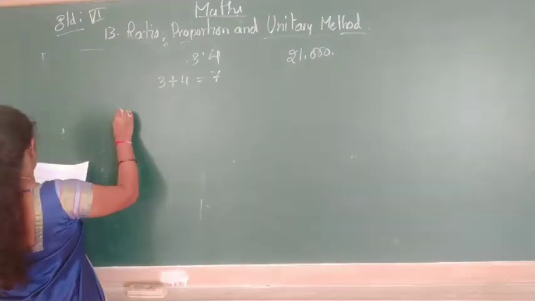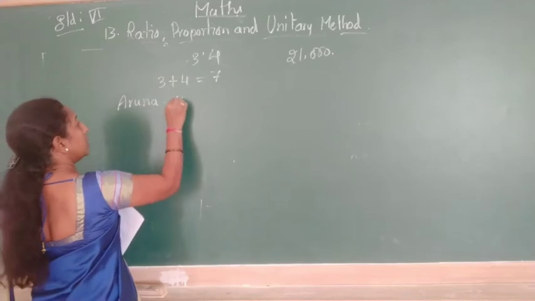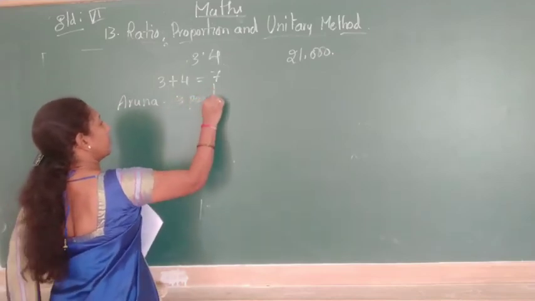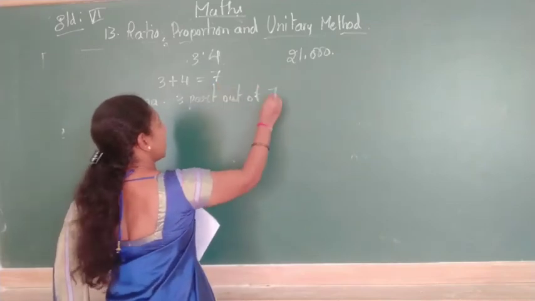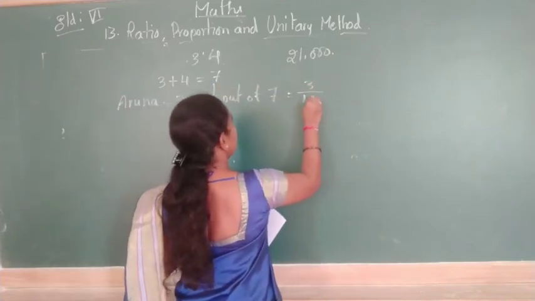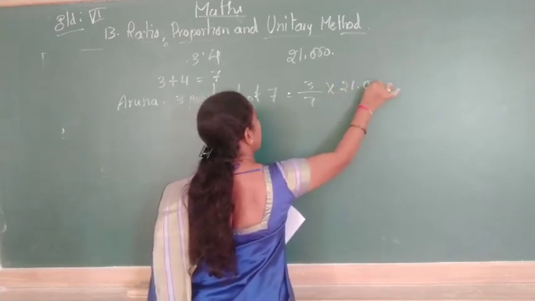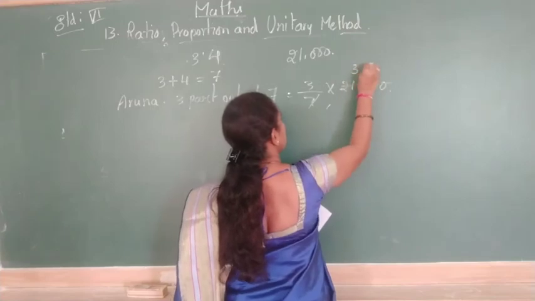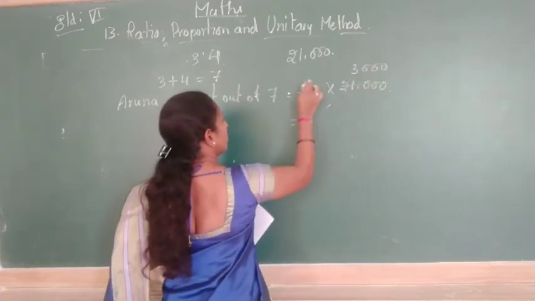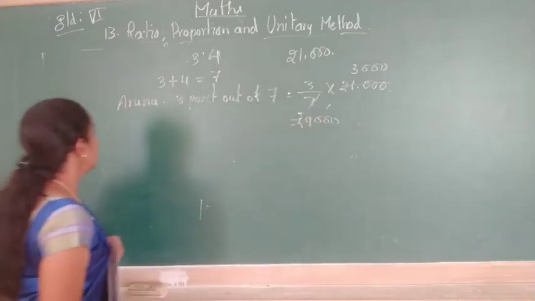So now first we will find Aruna's. Aruna will get how much? 3 parts out of 7. Total is 7. So 3 by 7 into 21,000. Okay. 7 ones are 7, 7 threes are 21, so 3,000. So 3 threes are 9. So 9,000 rupees will Aruna earn.